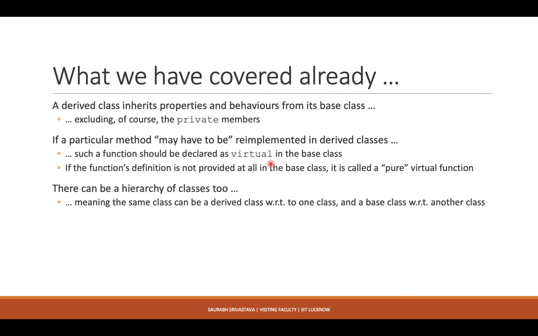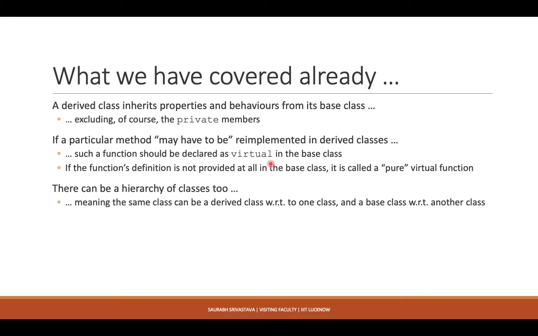If it is just virtual, the derived classes may provide a definition for it or may not, and of course a definition is also required in the base class. But if it is pure virtual, it means that you have not provided any definition in the base class, and now the derived classes are forced to provide a definition for these methods.